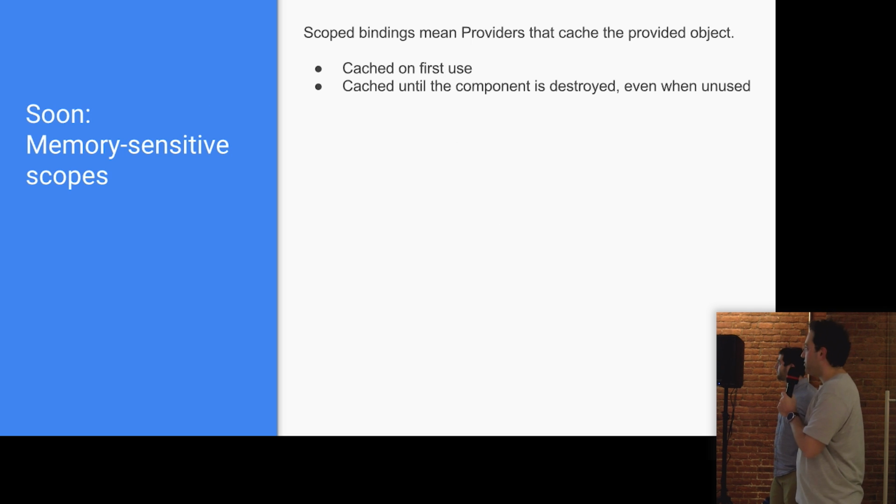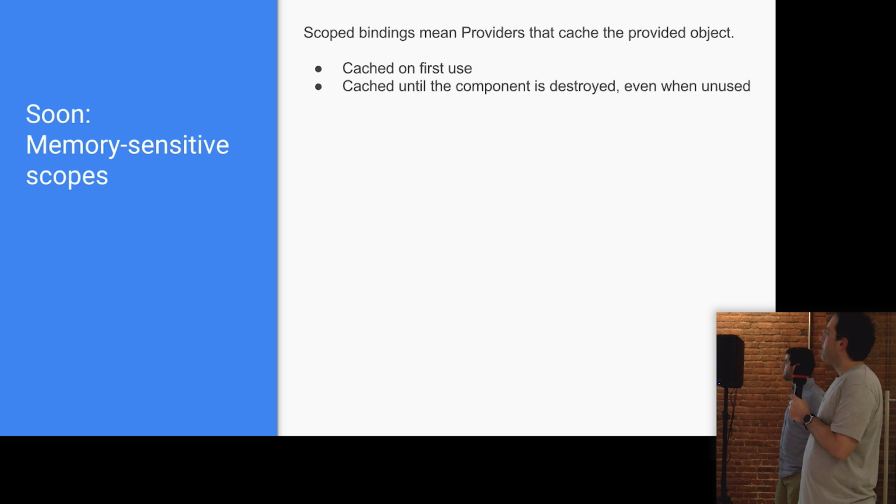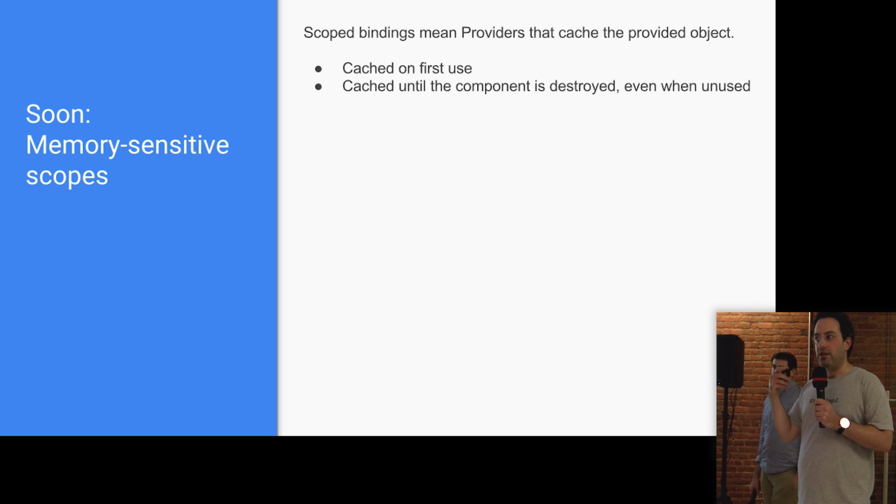All right, here's another feature that we have yet to release. Memory-sensitive scopes. So again, scope bindings mean that the binding is wrapped in a double-check locking provider that caches the value, stores it in the field. And it retains that starting from when it's first injected or requested, and it's kept until the component is destroyed, which for the singleton component is the entire lifetime of the application.